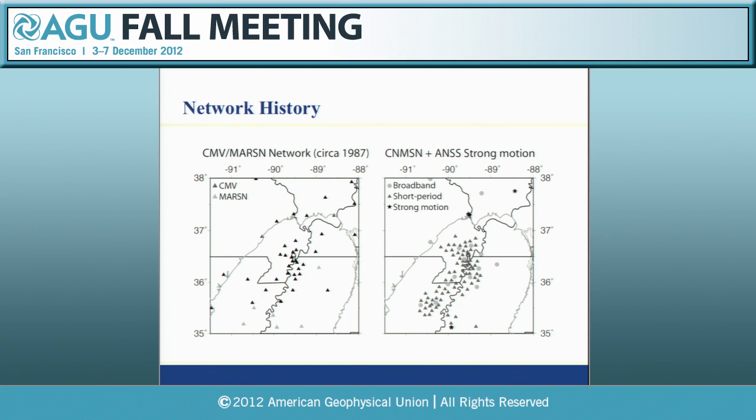Now on the right is a picture of the current network, the Cooperative New Madrid Seismic Network, also part of the ANSS program. So this is a mix of broadband stations noted by the hexagons and short period stations. These are all three component. There are also some strong motion stations on this map.